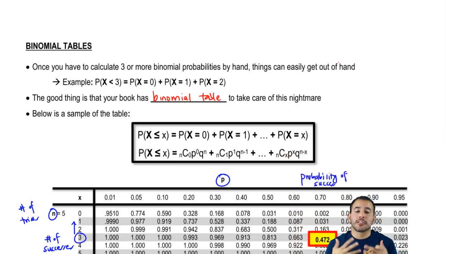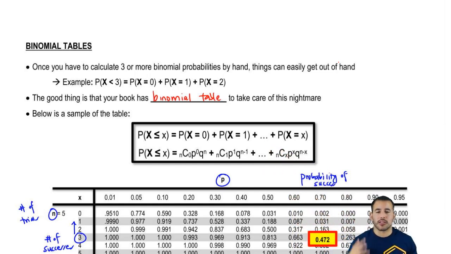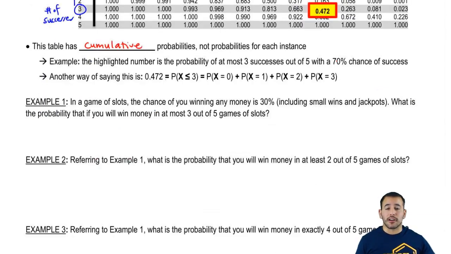Technically, if you have to do this by hand, you would have to do a bunch of these back to back, and that would be really annoying. So that's what's good about the table. It gives us a shortcut, and it gives us a cumulative probability. Since it gives us a cumulative probability, we have to do a little math and thinking whenever we do a problem. So let's go ahead and dive on into some examples.